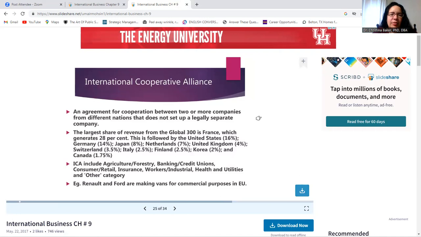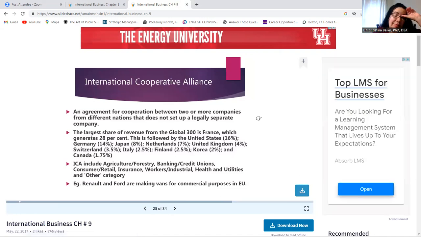And the international competitive alliance is international cooperation between two or more companies from different nations that set up a legally separate company. The largest share of revenue in the Global 300 is France, which accounts for 28%, followed by the United States, Germany, Japan, Netherlands, United Kingdom, Switzerland, Italy, Finland, Korea, and Canada.